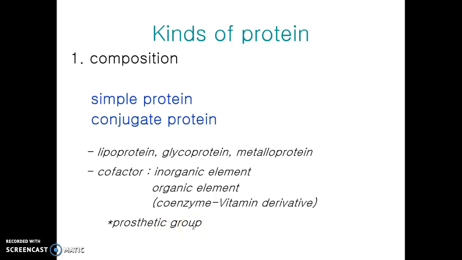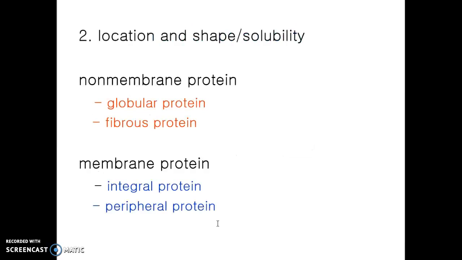Prosthetic group sometimes indicates a conjugate when it is bound to the protein with a very tight affinity. Another classification might depend on location and shape plus solubility: non-membrane protein or membrane protein. Non-membrane protein may be either globular protein or fibrous protein. Membrane protein might be integral or peripheral. That's it for this session.